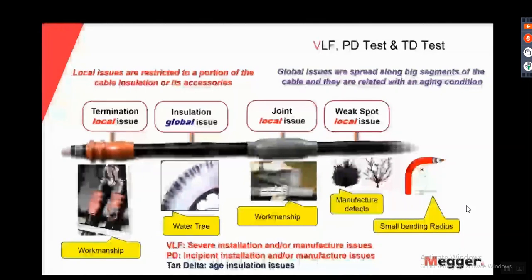For instance, if we are dealing with severe installation or manufacture issues, we can use the VLF test. If we are looking for incipient installation or manufacture issues, we can use the partial discharge test. And if we are looking at all cables and we want to know which cables are the oldest in my population of cables, we can use the tan delta test. So depending on what we are looking for is the test we need to choose.